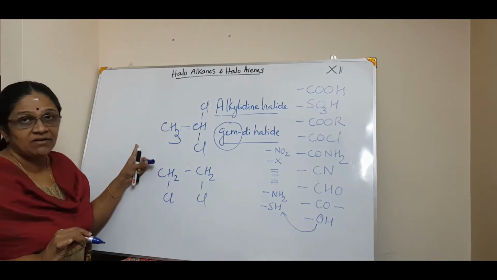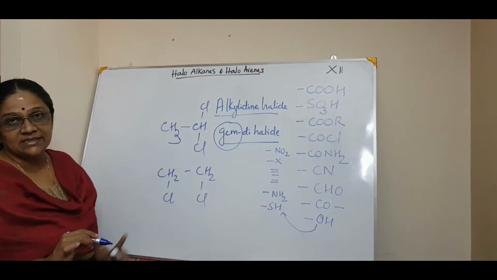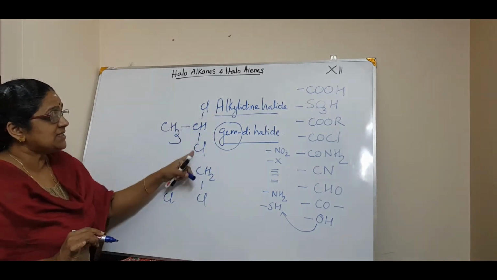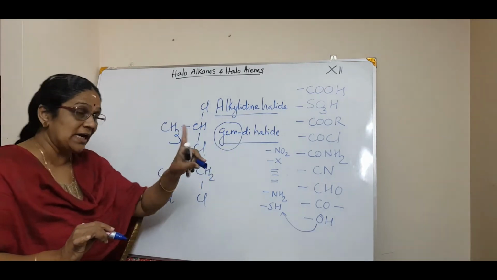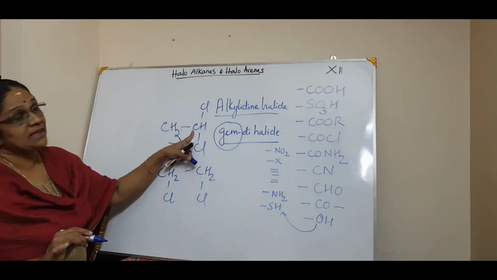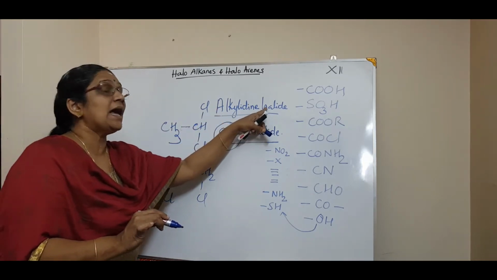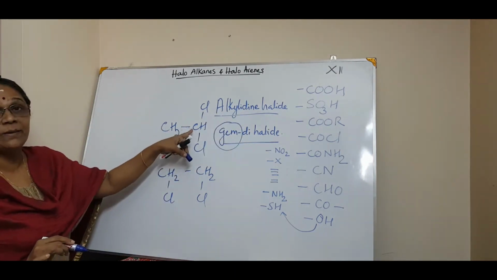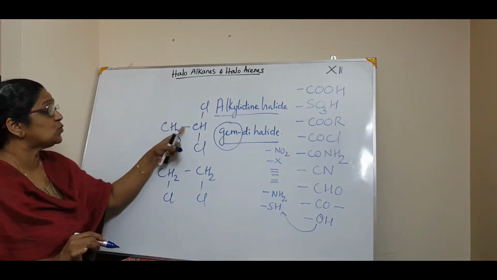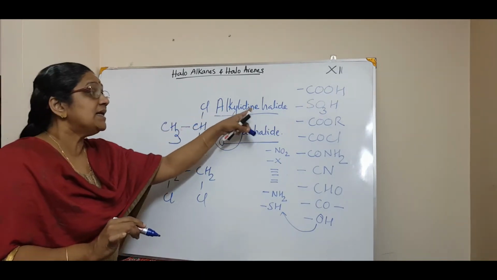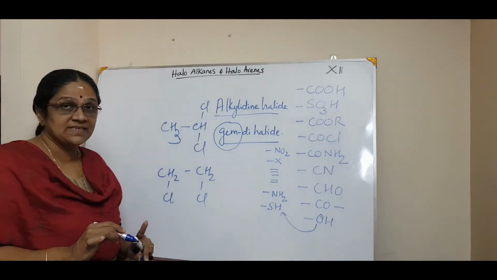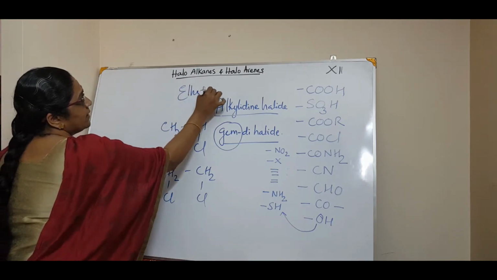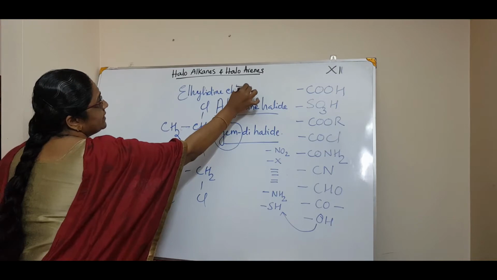This is for a diderivative compound. Diderivative means 2 halogen atoms are there. So if it is a gem dihalide, the 2 halogen atoms are on the same carbon atom. Then the name will be alkylidene halide. Alkylidene means it's a common name. Now for this compound, how will you name it? Alkylidene. How many carbon atoms? 2 carbon atoms. So it will be ethylidene chloride. Listen, ethylidene chloride. Got it?